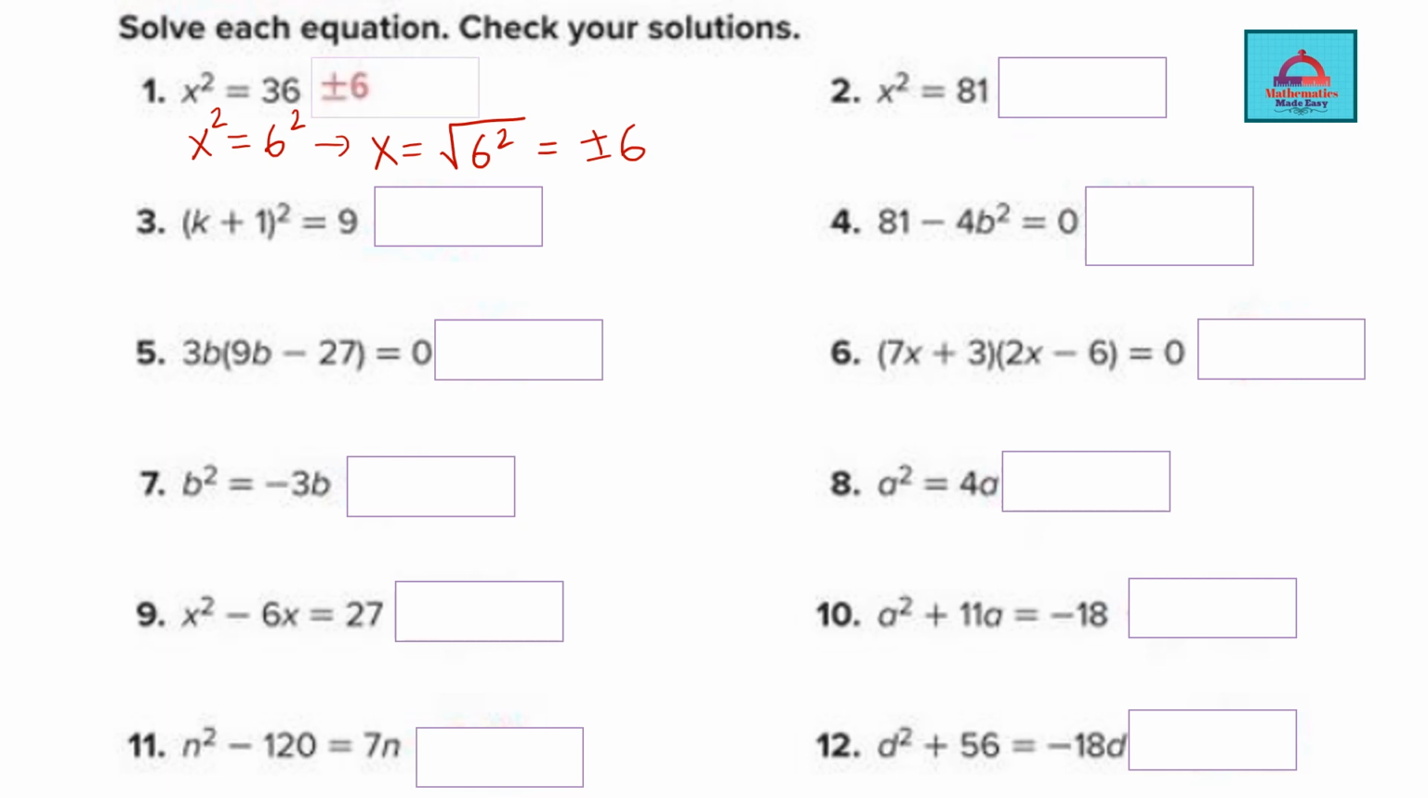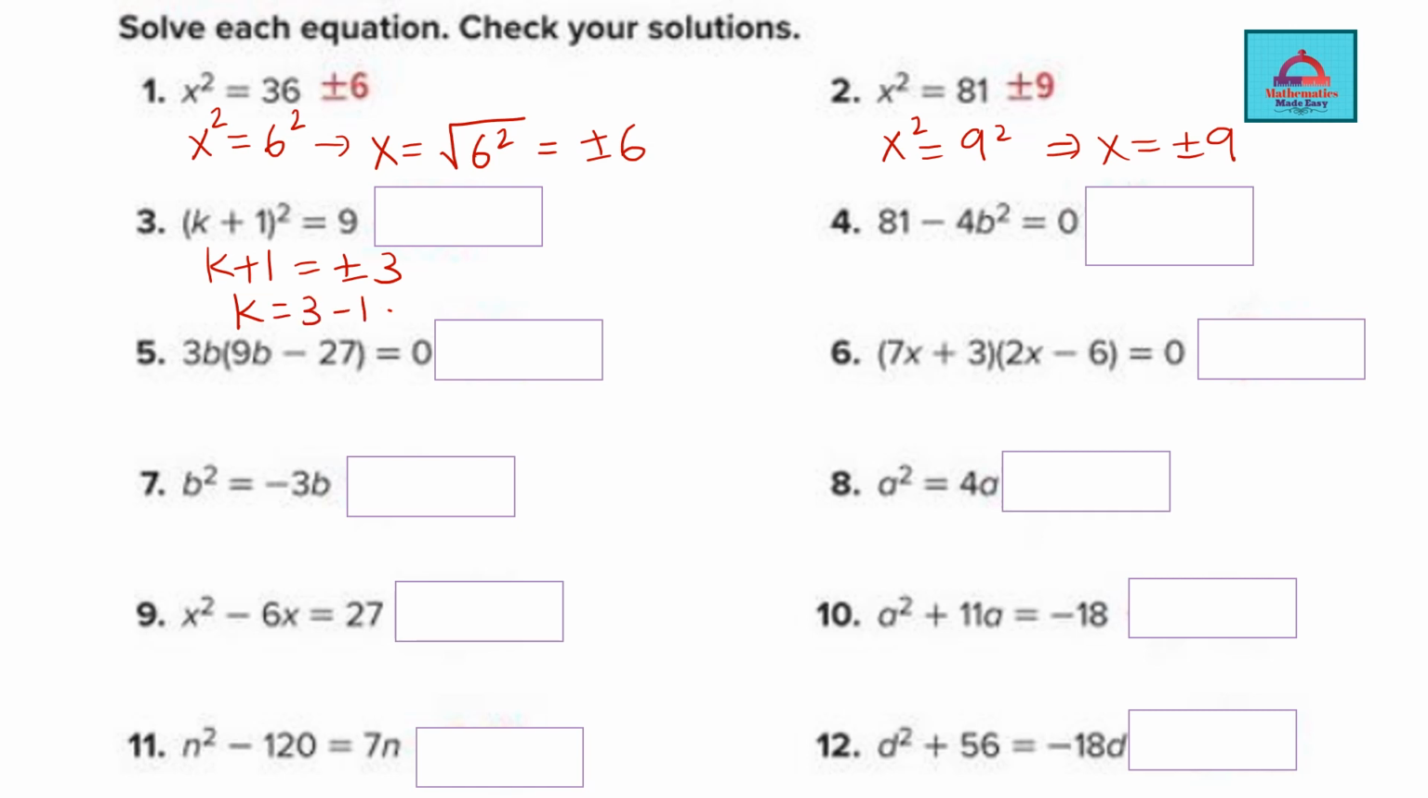So what are the two solutions? Plus minus 6. Similarly, is 81 a perfect square? Yes. So again we'll use the square root property and it will be plus minus 9. Similarly, can we use the square root property here because the square is given? So we can write k plus 1 is plus minus 3. So one root is 3 minus 1, the other is -3 minus 1. So one is 2, another is negative 4.